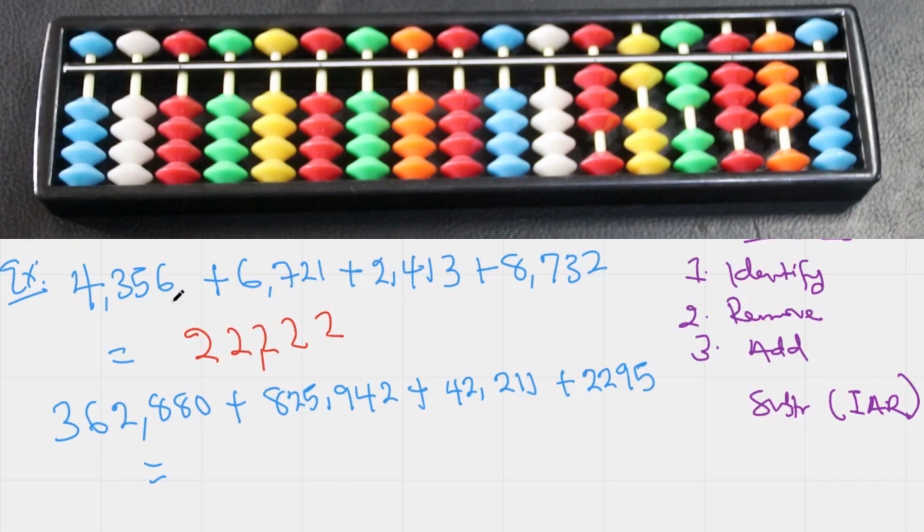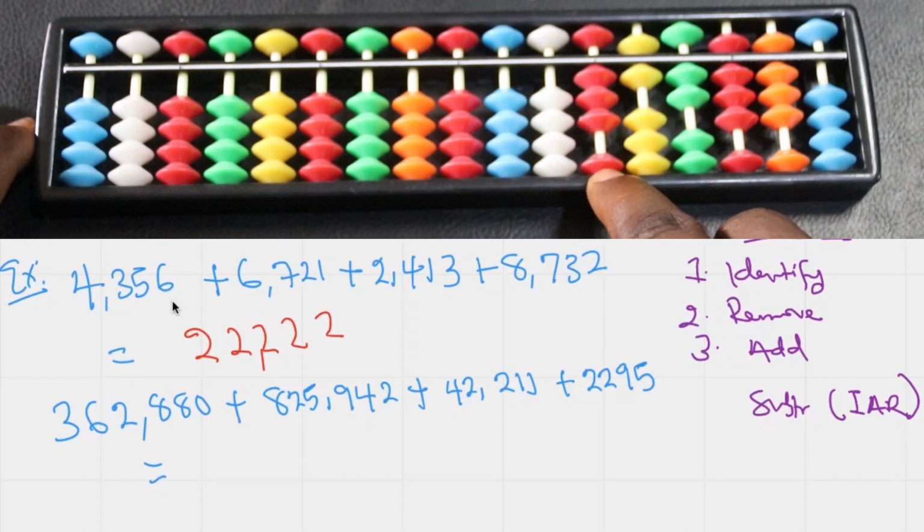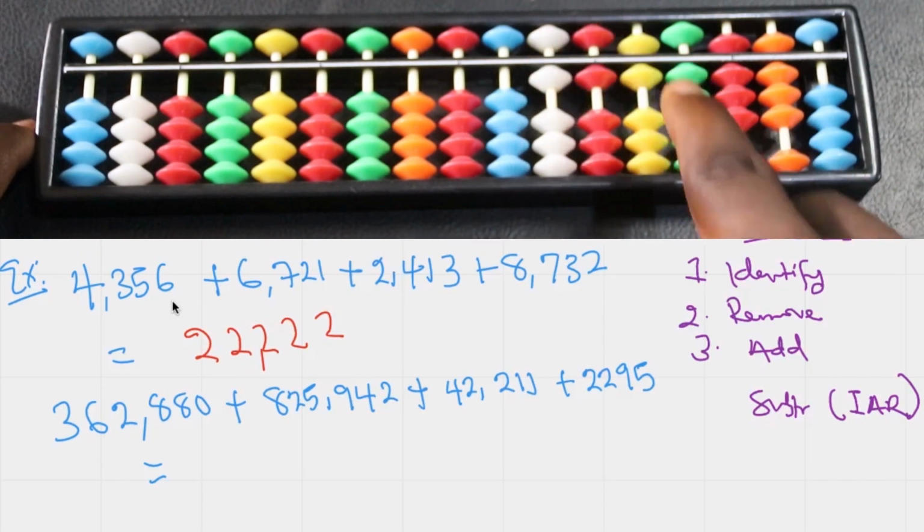I won't touch it. Now I want to add 825942. 825. Let's go. Add 8. I don't have 8 here. So what am I going to do? What's the 10 component of 8? That's 2. Remove 2. Add 10.